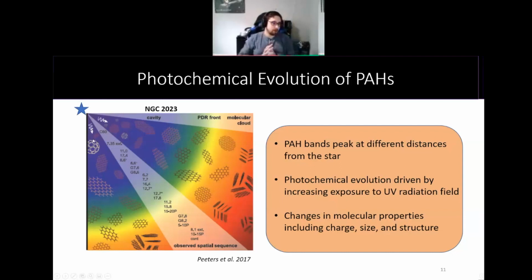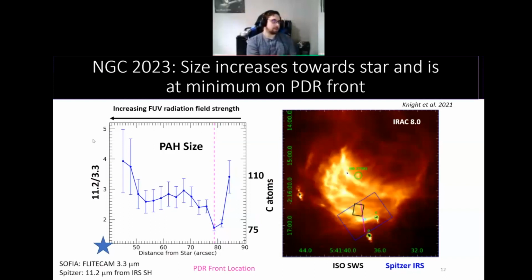So as I mentioned before, variations in these band strengths can be used to trace changes in the overarching molecular properties of these PAH populations, such as the charge state, the average size, and the edge structure. For instance, in another study looking at NGC 2023, we looked at a radial line extending across this southern PDR, going towards the illuminating source HD 37903. We found that the PAH size, as traced by the 11.2/3.3 band ratio, increases going from the PDR front towards the star.